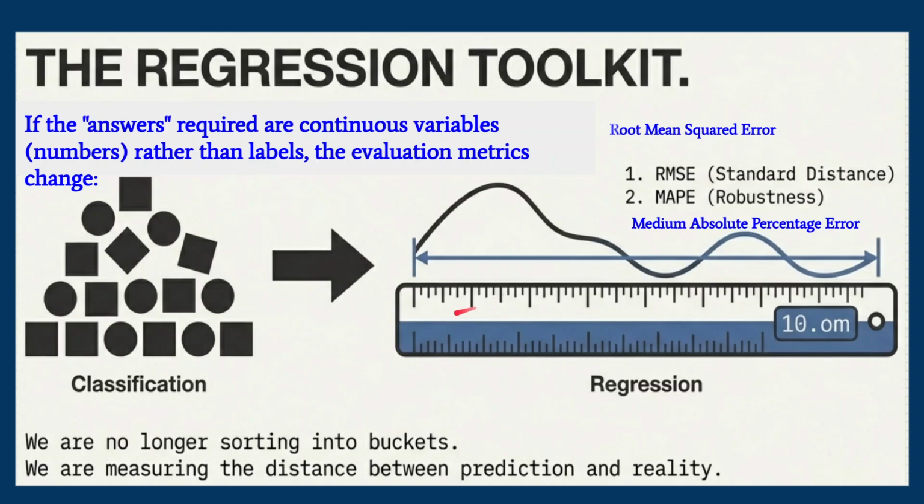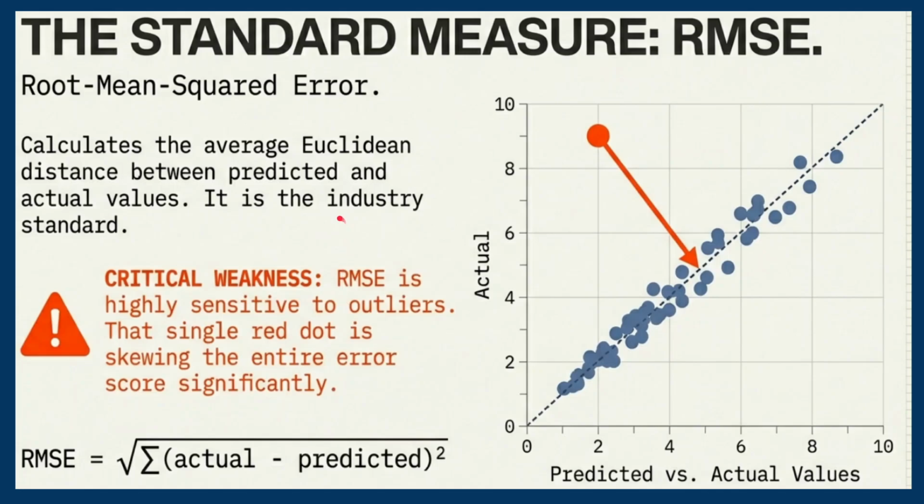In classification we have numbers mapped to labels, and here it is a continuous thing, which is regression. Now we are no longer sorting into buckets. We are measuring the distance between the prediction and the reality. That is, how correct our model is, what the expected value is and what the observed value is. And for root mean square error, the definition is that it calculates the average Euclidean distance between the predicted and the actual values. It is the industry standard.